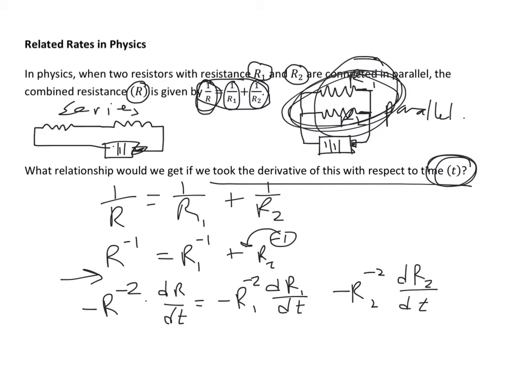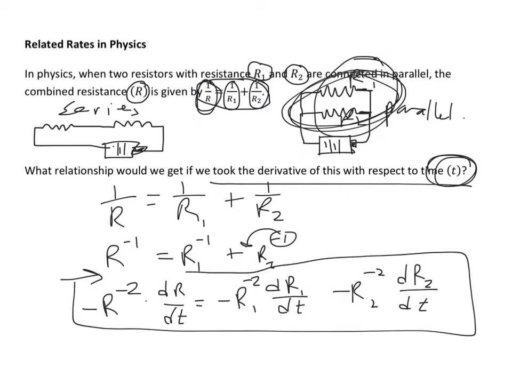And again, this might look scary because it looks like alphabet soup, but the reality is that's it. That's the relationship. If this resistor was allowed to change and this resistor was allowed to change, you could use that to find out how much the resistance of the whole system was changing. Right?